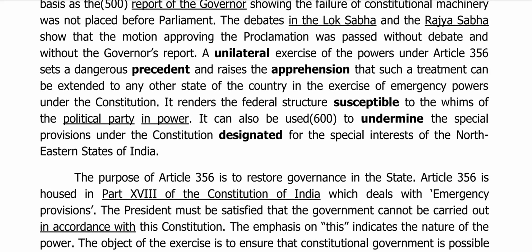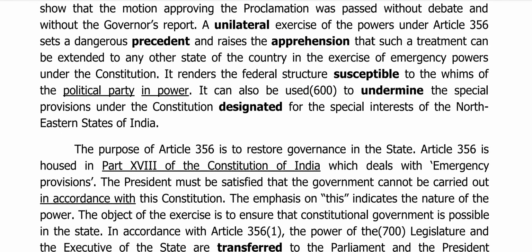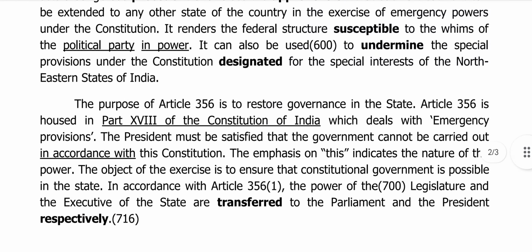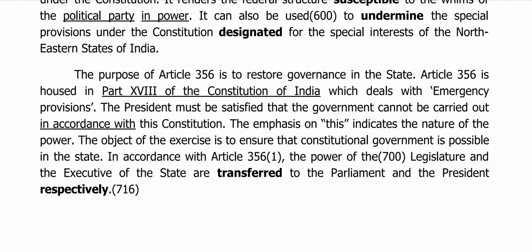A unilateral exercise of the powers under Article 356 sets a dangerous precedent and raises the apprehension that such a treatment can be extended to any other state of the country in the exercise of emergency powers under the Constitution. It renders the federal structure susceptible to the whims of the political party in power. It can also be used to undermine the special provisions under the Constitution designated for the special interests of the northeastern states of India. The purpose of Article 356 is to restore governance in the state.